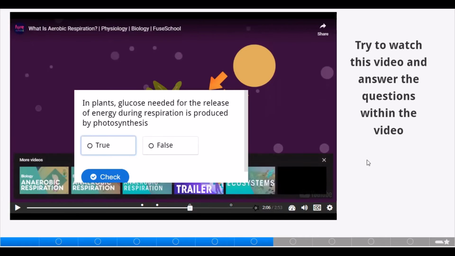Okay. In plants, glucose needed for the release of energy during respiration is produced by photosynthesis. True or false? True.